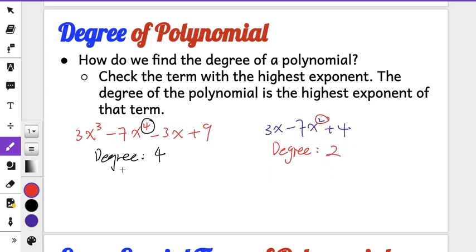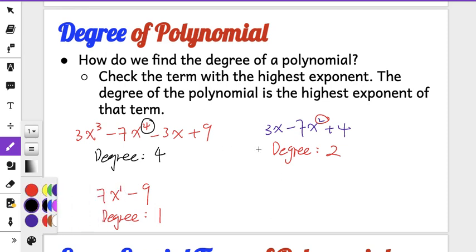So what if we have, let's say, this one? What's the degree for this one? You can pause the video to figure out the answer. As you can see, yes, you are correct. The answer is actually 1, because we have only one variable here, and whenever you see that, it doesn't mean we have no exponent, because there is an invisible 1. So that's why it's 1.